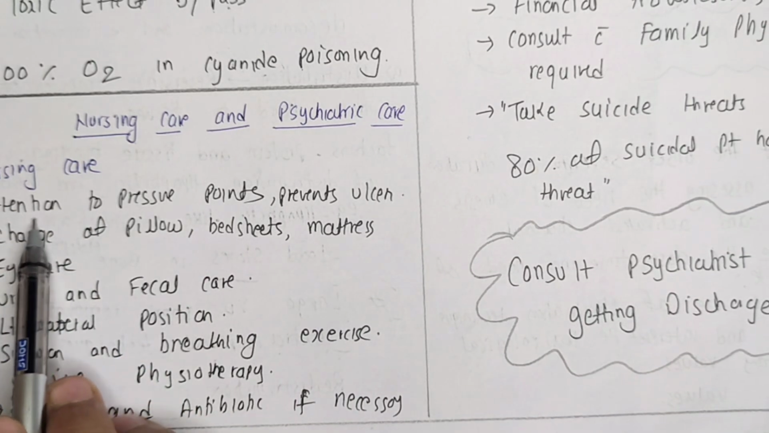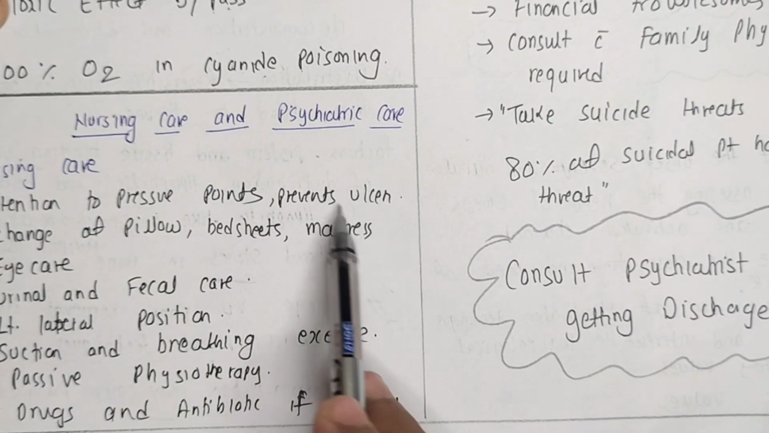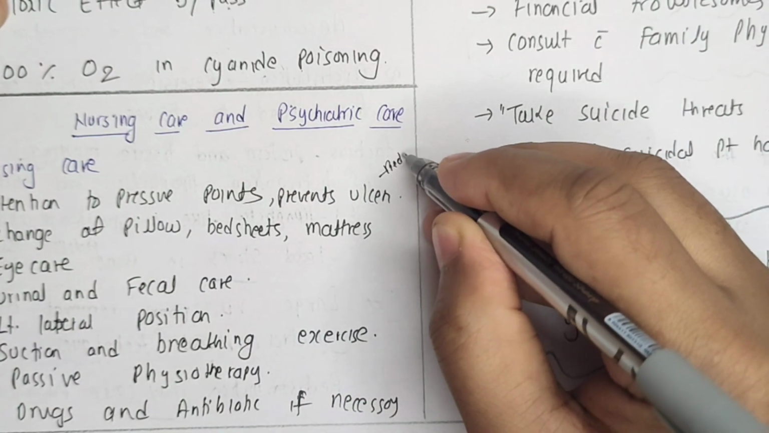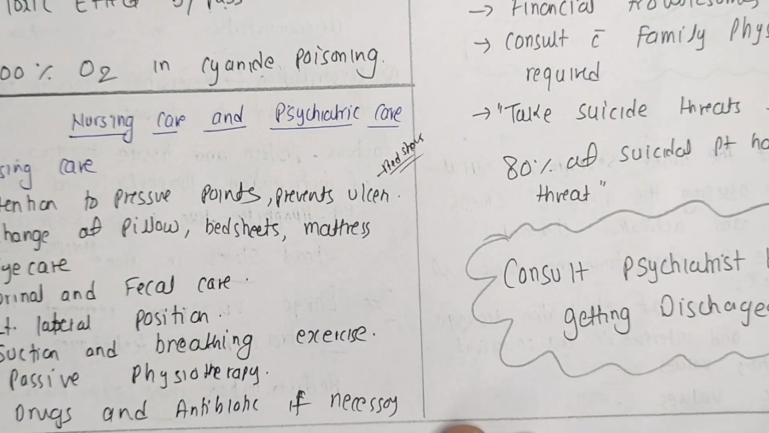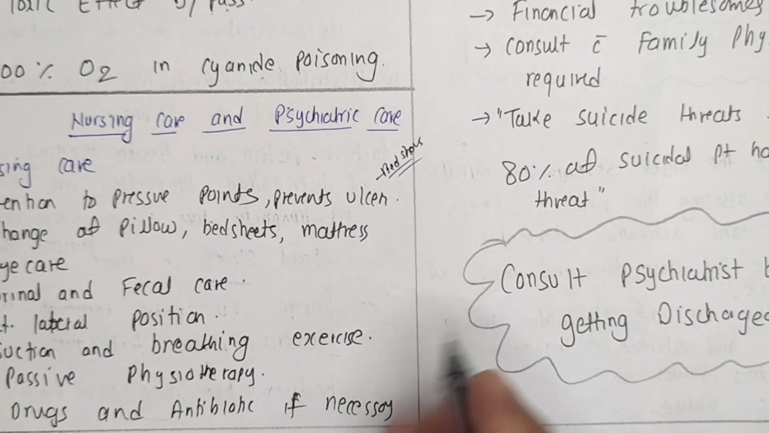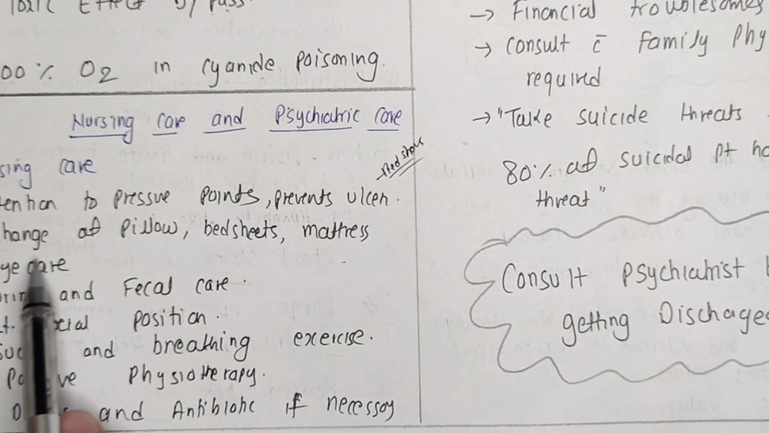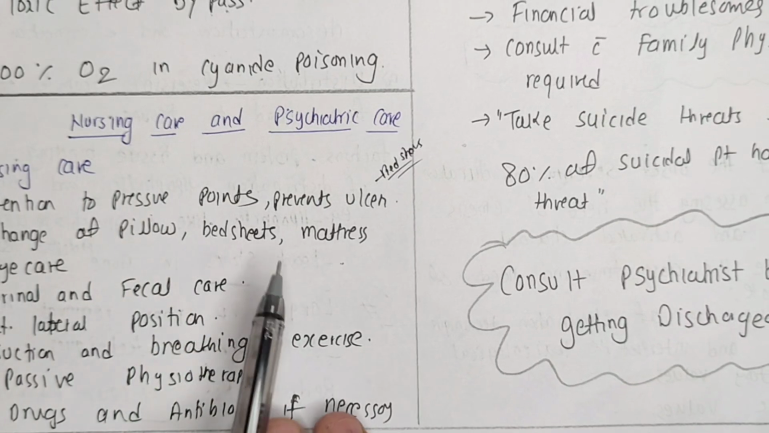First, we have to give attention to pressure points, which helps in preventing ulcers like bed sores. If we do not take care of pressure points, it will lead to ulcers, for example bed sores. Then frequent change of pillow, bed sheet and mattresses. Then taking care of the eyes. Then urinal and fecal care. All this comes under nursing care.